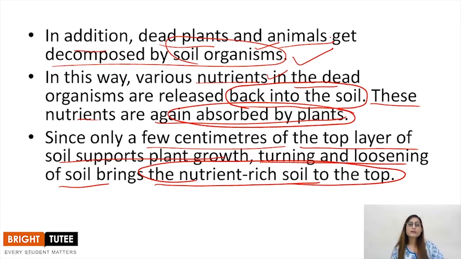And microorganisms help basically in the growth of the plants. How? Because first of all, earthworms and microbes help in loosening and turning of the soil, and the microorganisms present in the soil help in the decomposition of dead plants and animals. In this way, all the nutrients from the dead plants and animals are absorbed back by the soil.